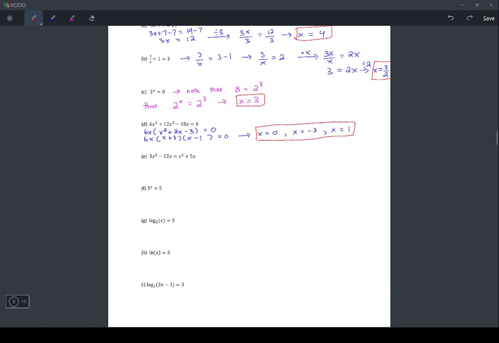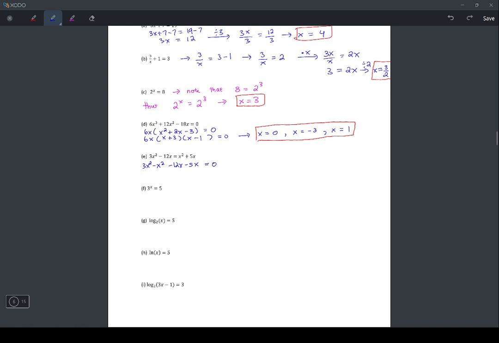Okay, part E. 3x squared minus 12x is equal to x squared plus 5x. Please don't divide by x. If you divide by x, you're throwing away a solution. Begin by bringing everything to one side. I'm going to subtract x squared from both sides. And I'm going to subtract 5x from both sides.